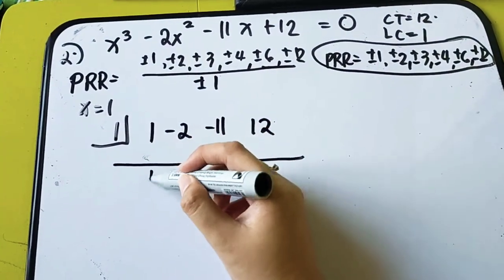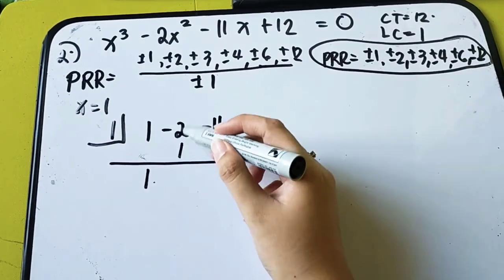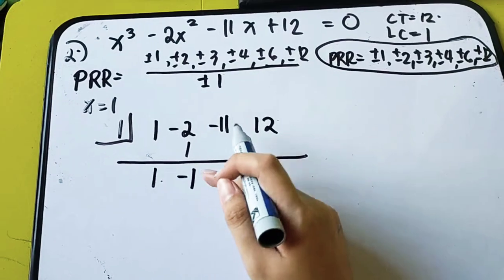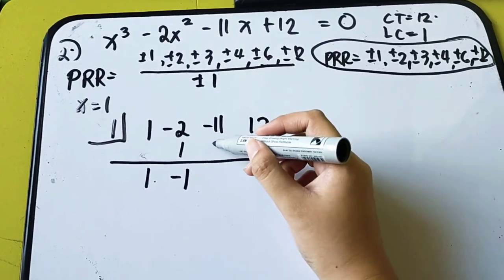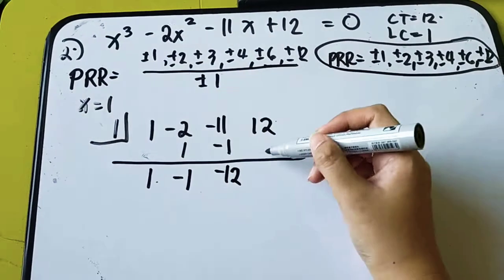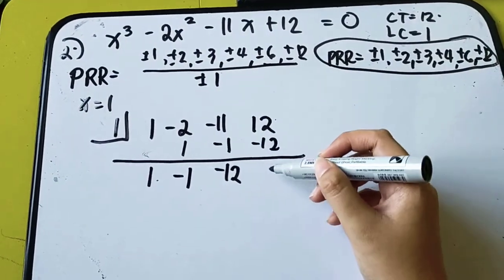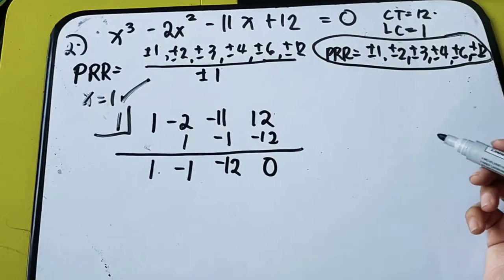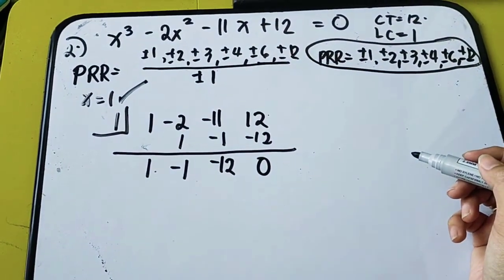So, we have, bring down 1. 1 times 1, we have 1. Negative 2 times 1, we have here negative 1. Negative 1 times 1, we have here negative 1. This one is negative 12 times 1. This one is negative 12. 12 minus 12 equals to 0. Diba? Maswerte tayo. Tama yung 1.